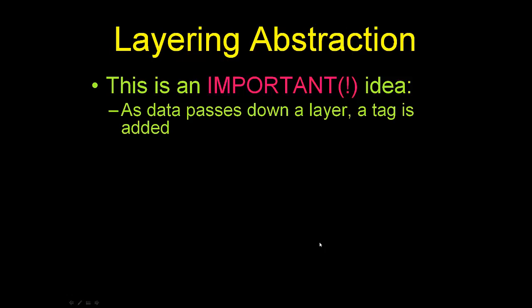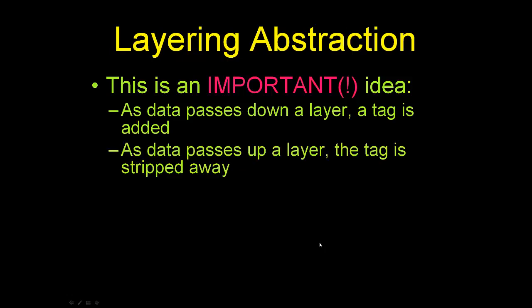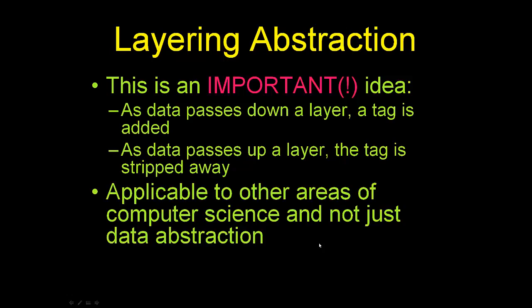The idea here is that when data passes down a layer, a tag is added. When data is passed up a layer, the tag is stripped away. This actually is applicable to other areas of computer science and not just to data abstraction. In fact, this is a very important idea in networking. So when you do your transmissions over wireless, everything, this is actually important. This will be a much more advanced class, and you can learn it there.